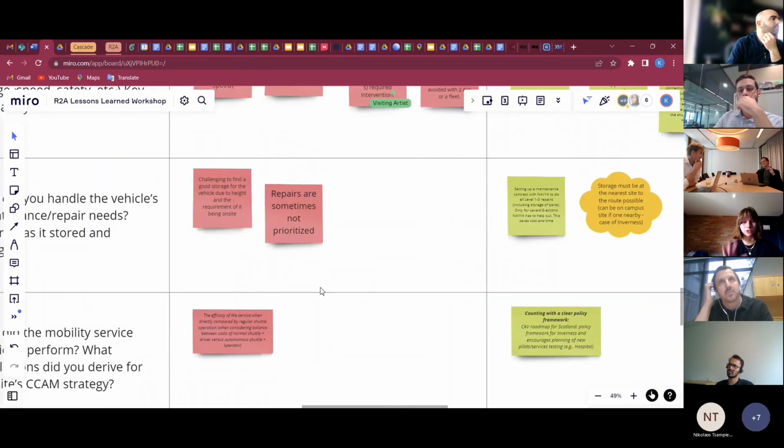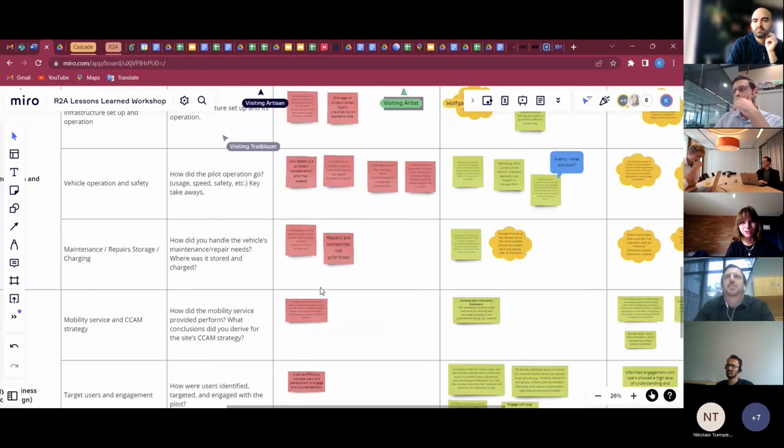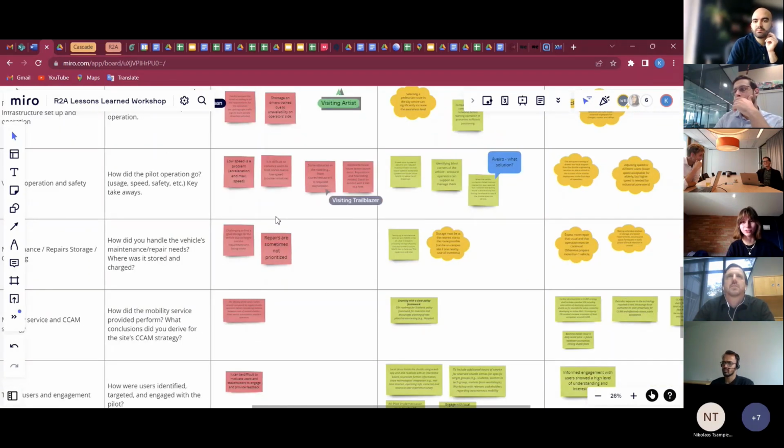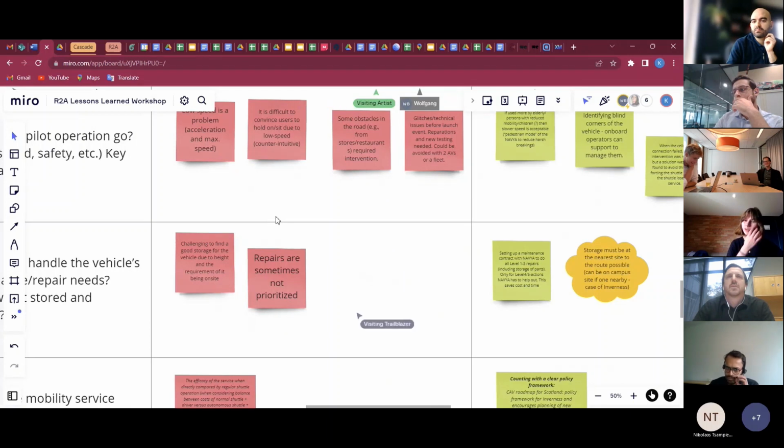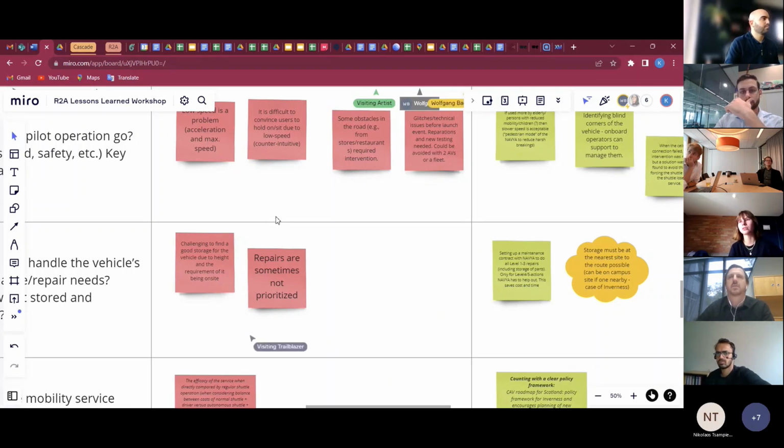Let me finish with the negative points here first. After that, I'm going to finish with the good ones. Repairs are sometimes not prioritized, which again connects to the fact that some agreements are not put on paper and formalized. That can be avoided.